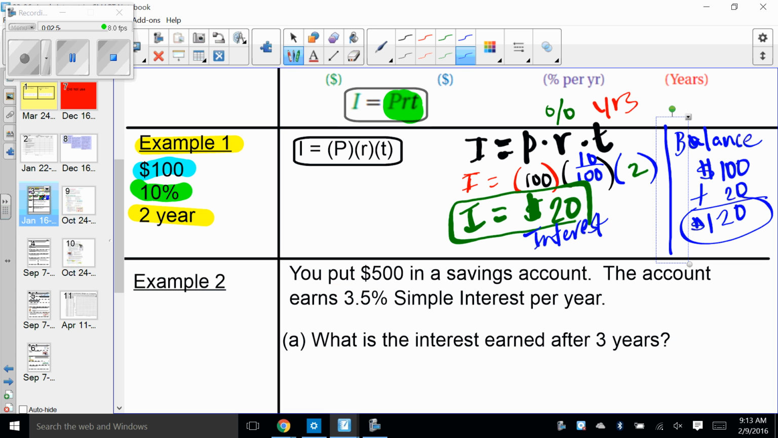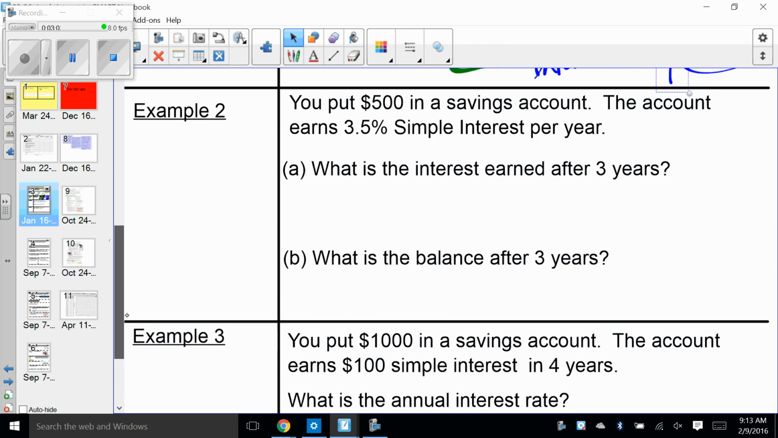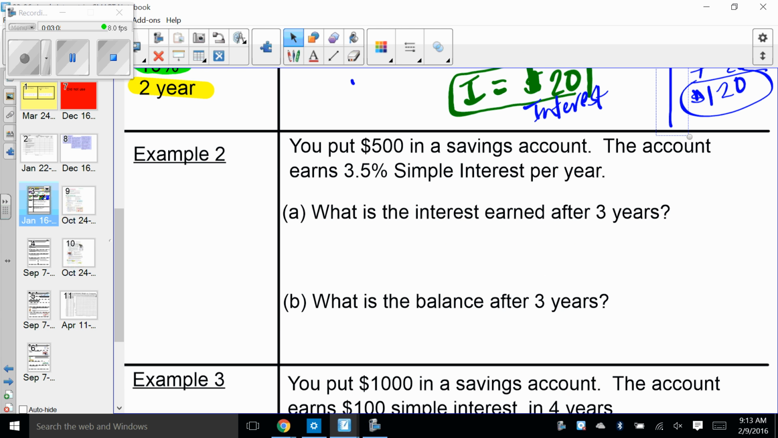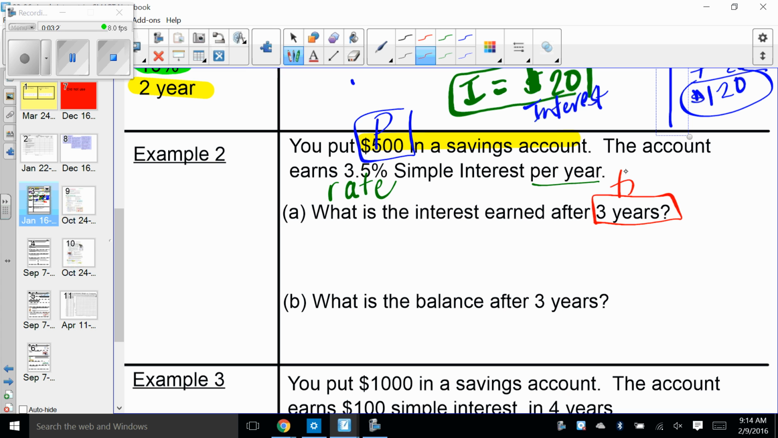We start with $100. What happens if we change that? In example two, let's change it up a little bit and say this time you start with $500 in your savings account. There's our word principal, how much you start with. The account earns 3.5% interest, that's the rate, and it says that it's happening per year. Per year means for 1 year, but it's asking us to calculate for 3 years, so there's our time. So using our formula, we have interest equals principal times rate times time.